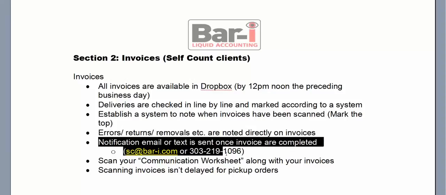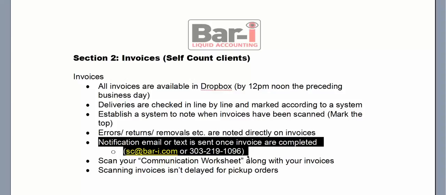We mentioned this in the introduction, but after you complete each of the 3 stages of a bar audit, those 3 stages is number 1 to scan your invoices, number 2 to count your inventory, run your point of sale, and number 3 to complete the variance report to resolve any funny looking issues. After you complete each of those steps, it's important you send us a notification.